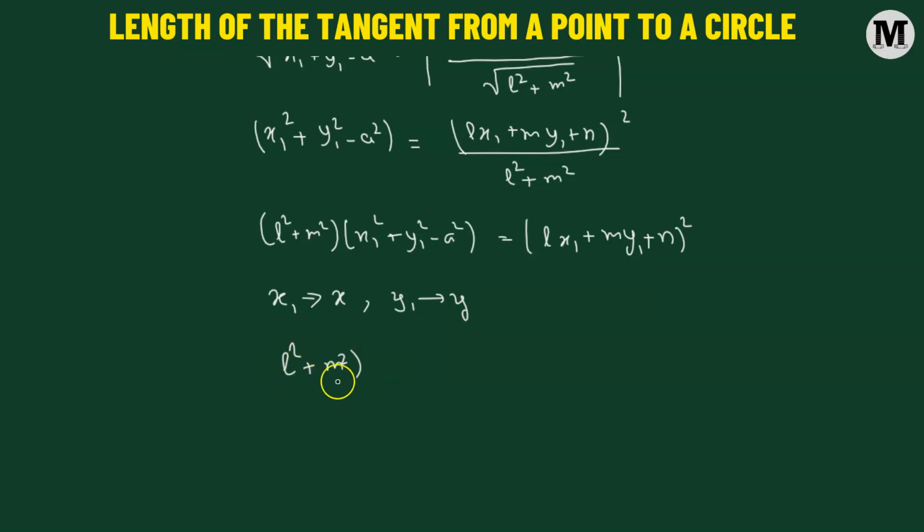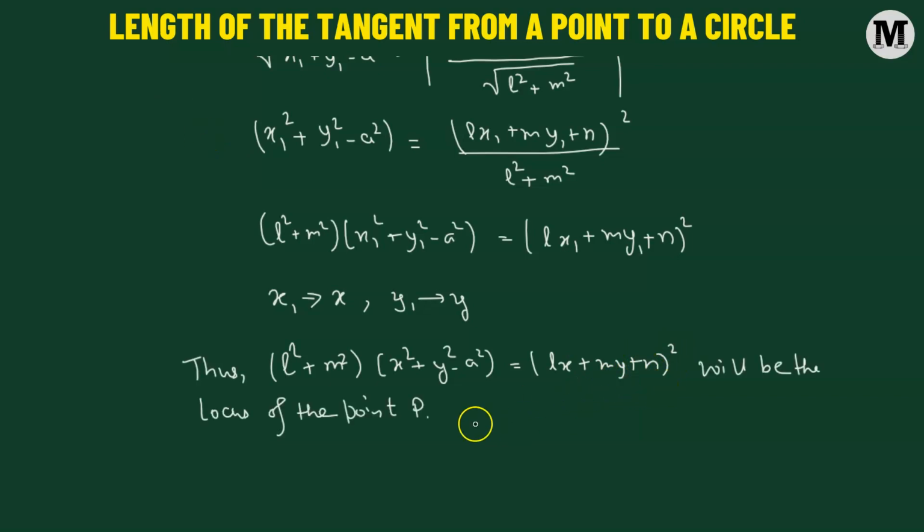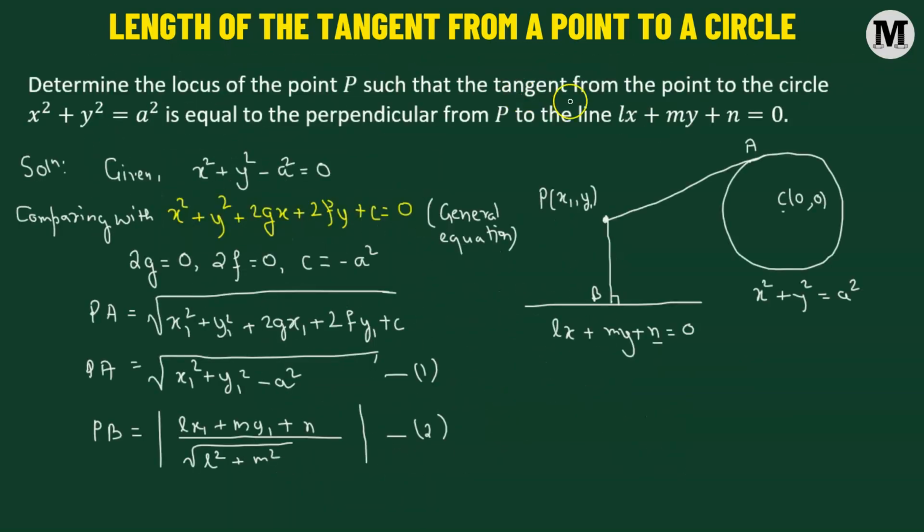So we have L squared plus m squared multiplied by x squared plus y squared minus a squared equals L times x plus m times y plus n whole squared. Thus, this will be the locus of the point P, such that the length of the tangent from the point to the circle will be equal to the perpendicular distance from the point P to the line Lx plus my plus n equals 0.